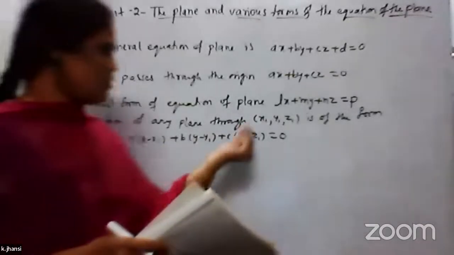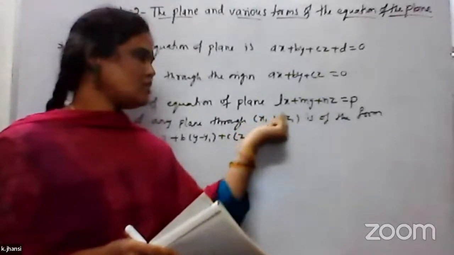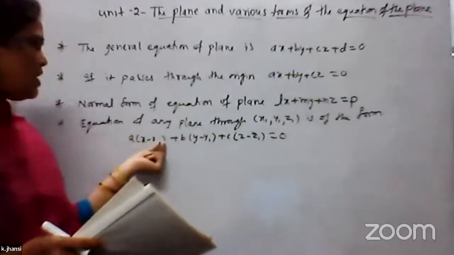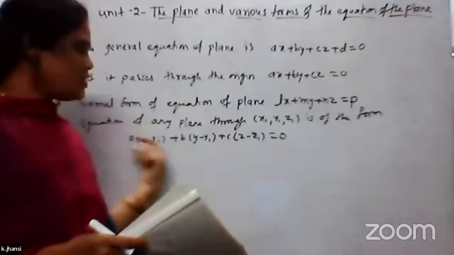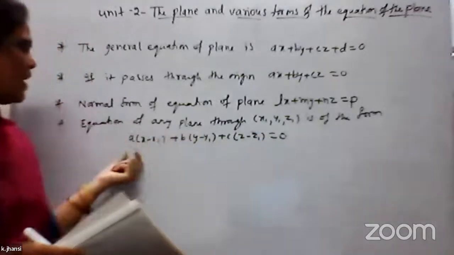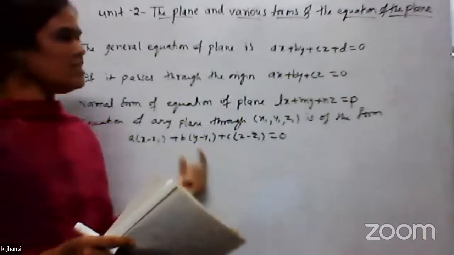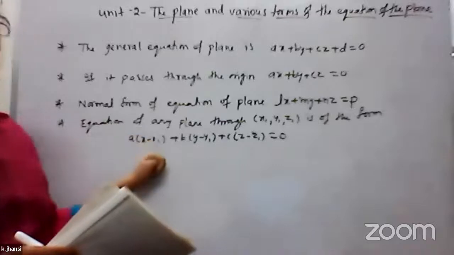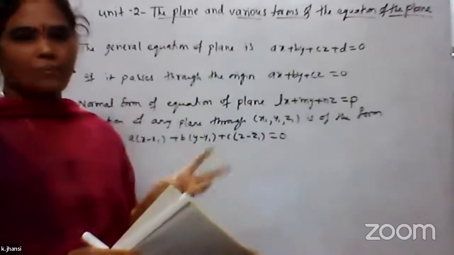Okay, so suppose 1, 2, 3 point is given, x1 is 1, y1 is 2, and z1 is 3, then you substitute here. So a into x minus 1, b into y minus 2 plus c into z minus 3. If you simplify that, you will get ax plus by plus cz and some constant value. Okay, that is the equation of the plane. So this same formula you will apply for finding the equation of the plane with the 3 points also.